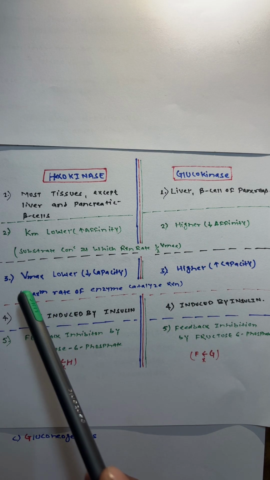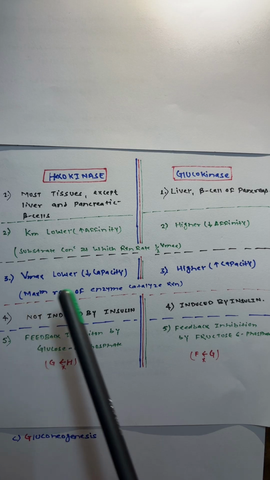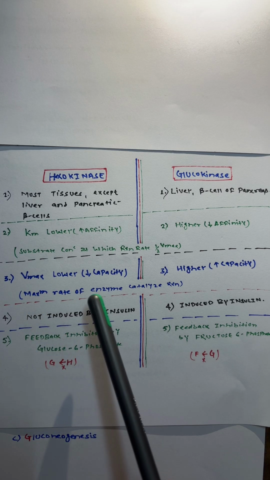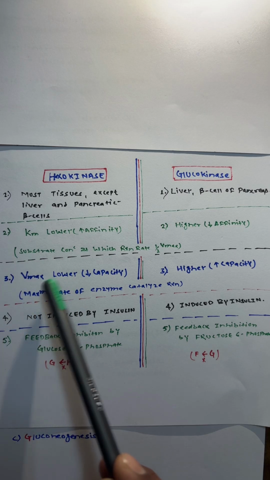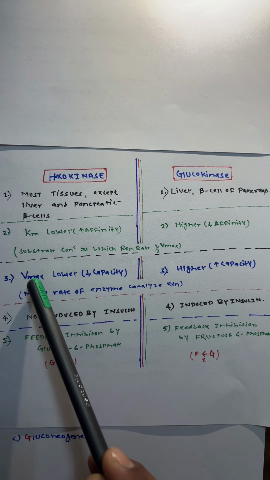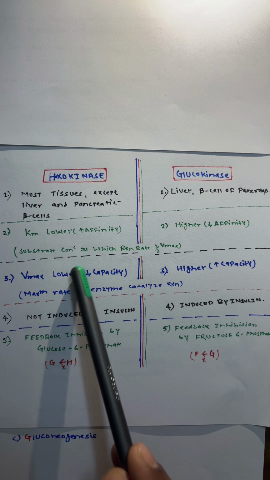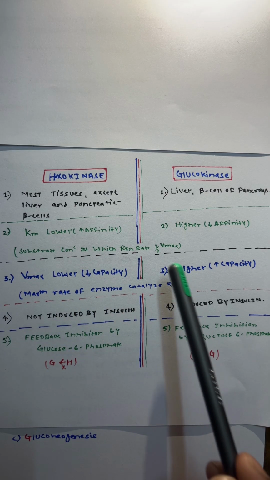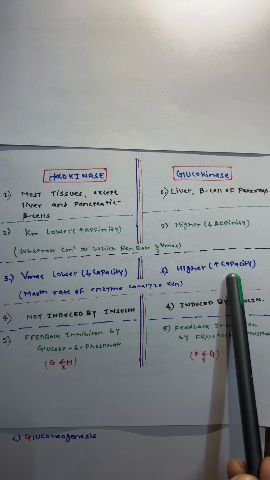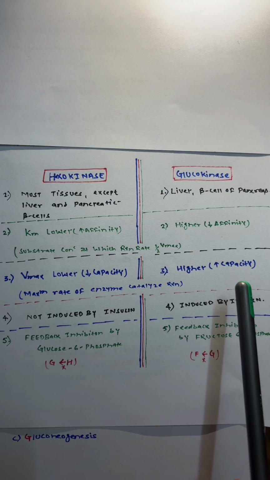Now the third point is Vmax. It's also called the maximum rate of the reaction. Vmax indicates the capacity of the enzyme. The Vmax is lower for hexokinase, so it has decreased capacity, but the Vmax is higher for glucokinase and it has more capacity.